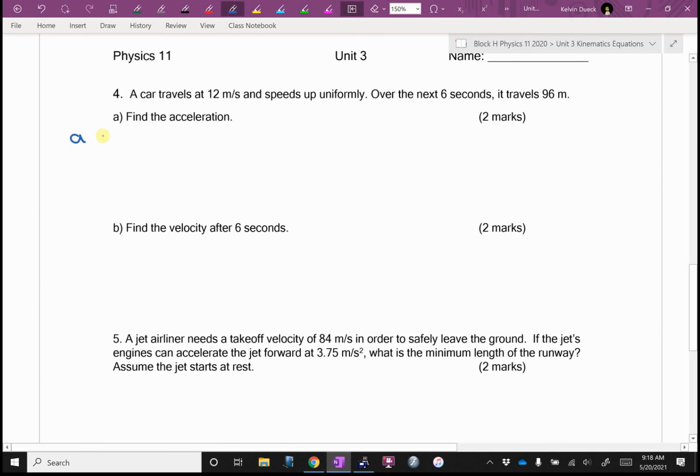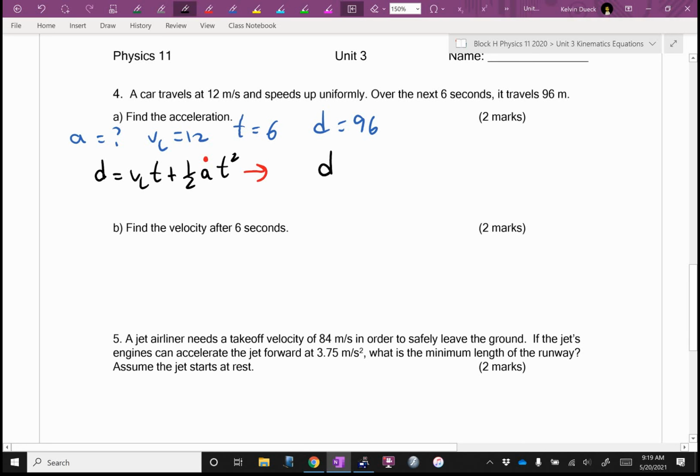Find the acceleration. Looks like VI is 12, T is 6, D is 96. This is actually the same question as question 1 that Liam and I did, except VI isn't 0. So we'll have to do a little more work. In other words, it's going to be the same equation, D equals VIT plus a half AT squared. To get this A by itself, let's see, the D is going to drop down like a domino. I would minus the VIT over.